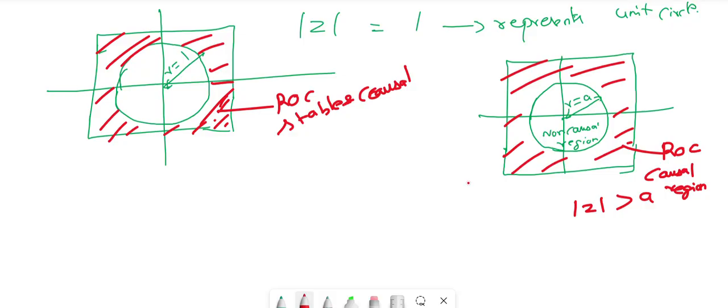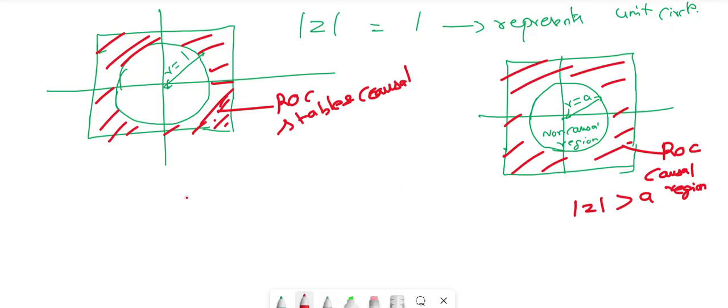Okay, so with this we will complete this session. In the next session we will discuss more problems and find out the ROC and the poles of the transformation. Then we will discuss the properties of ROC. You can refer to how the system will be stable.